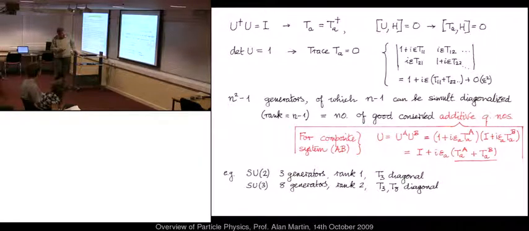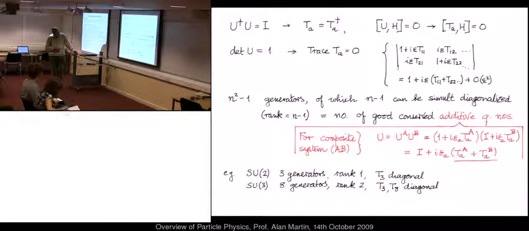So you have a 1 along here, and then all the other elements have got i epsilon T. Now if you multiply this up and keep just the linear term in this parameter here, you can see that the sum of these things is going to be equal to 0, because this determinant has to be equal to 1. So the trace of all these generators is going to be 0, each generator.